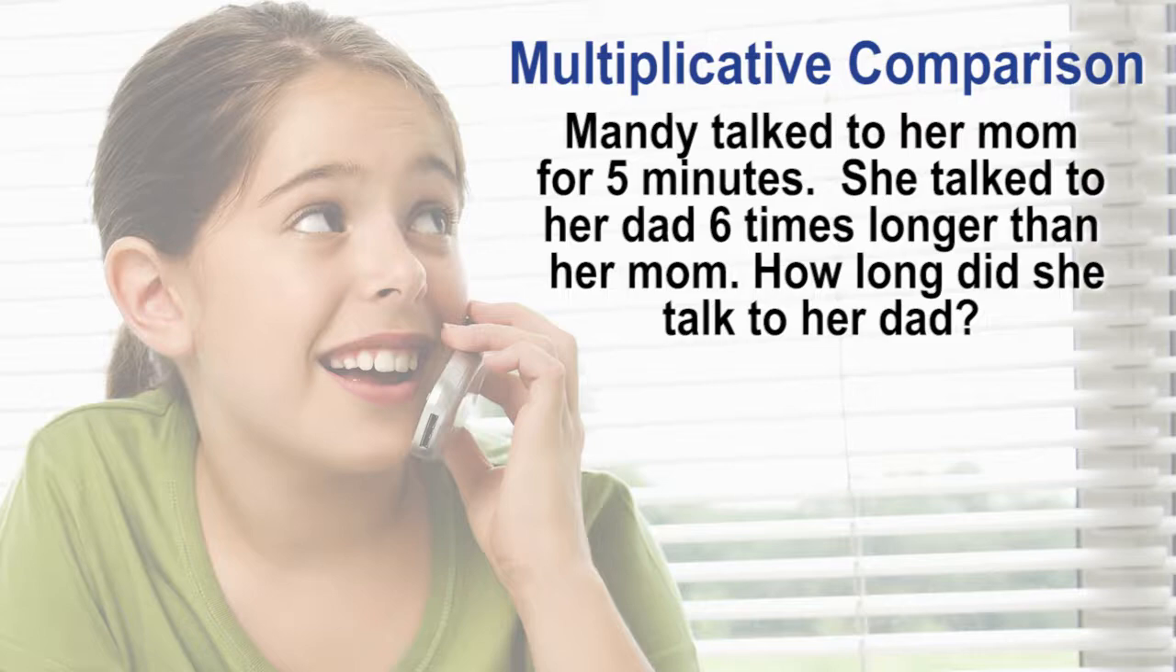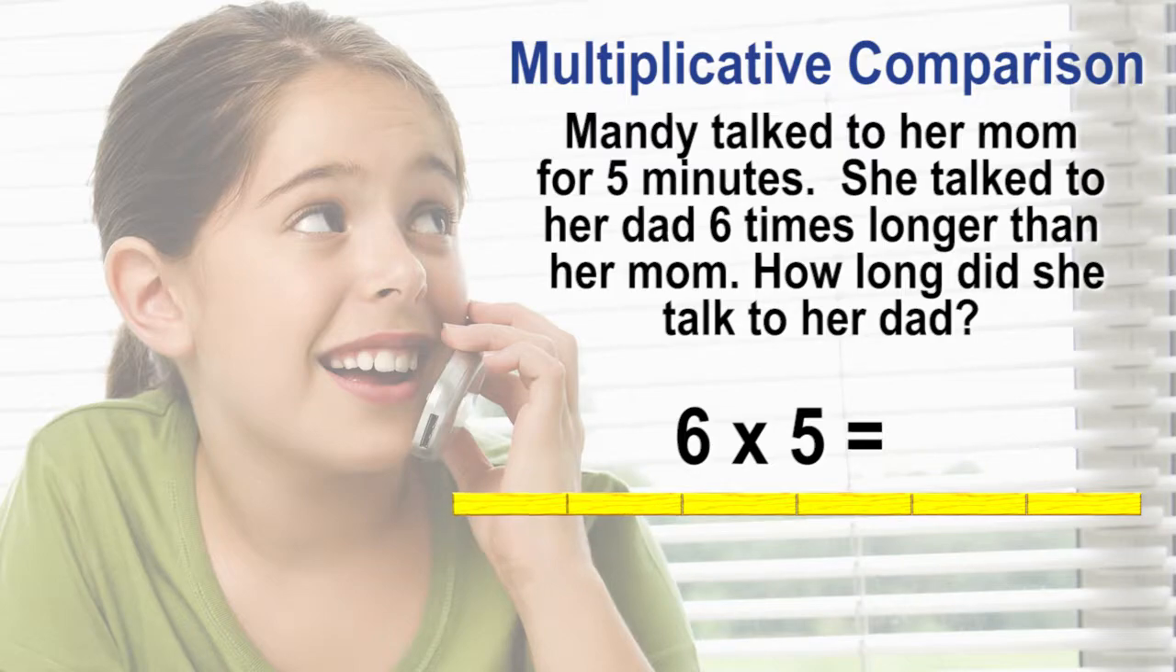To solve problem B, we need to change the phrase 6 times longer into a multiplication problem. Mandy talked to her mom for 5 minutes. She talked to her dad 6 times longer than her mom. How many iterations of 5 do we need to represent the time Mandy talked to her father? We need 6 5 rods. 6 times 5 equals 30, which means 6 times as long as 5 equals 30.